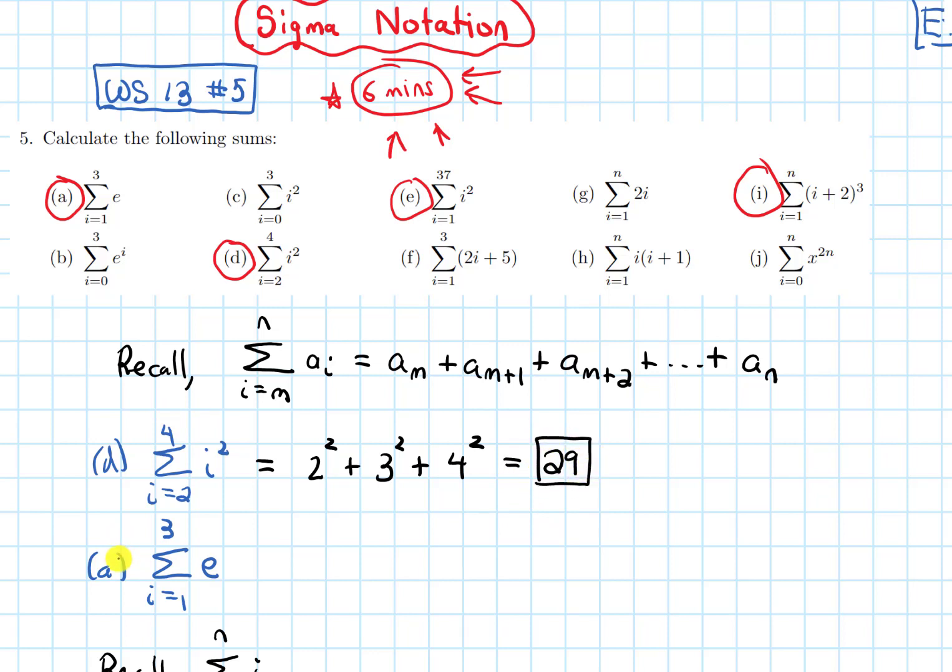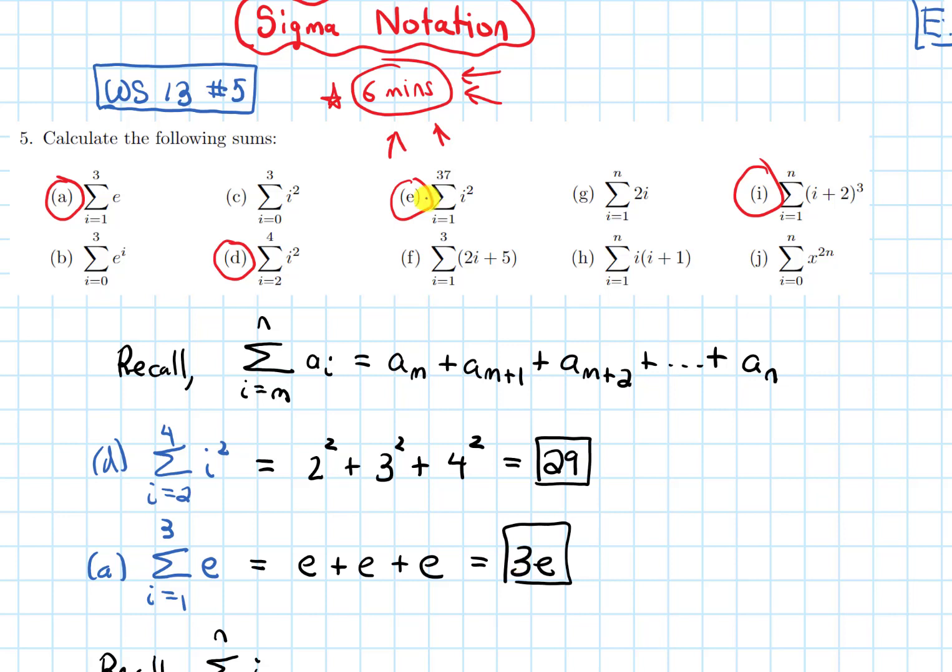All right, so for part A, we have the sum from i equals 1 to 3 of e. With this, our formula doesn't have any i's in it, so this is kind of like a constant function. When I plug in 1, I'll just get e out. Then when I plug 2 into it, I still get e out. So we'll have e plus e, and then when you plug in 3, again, we get e out. And at that point, we stop because I've reached the top number, the 3. Adding these, we get 3e, and that is our answer.